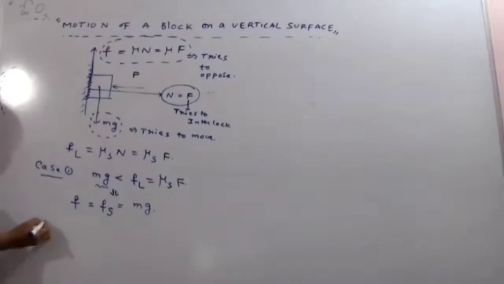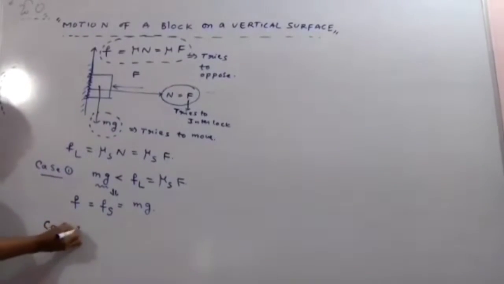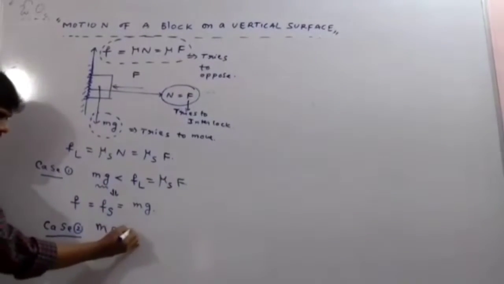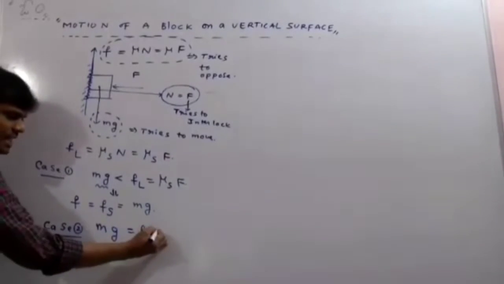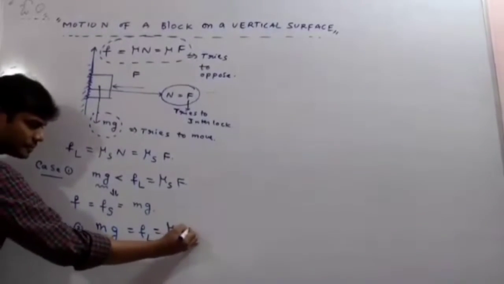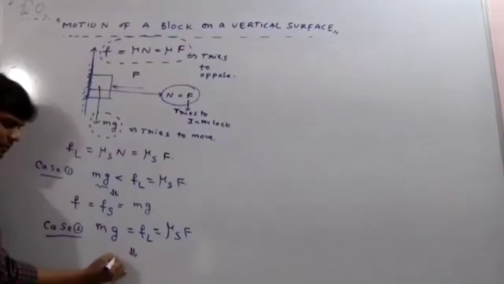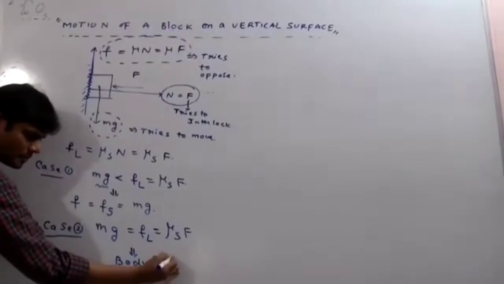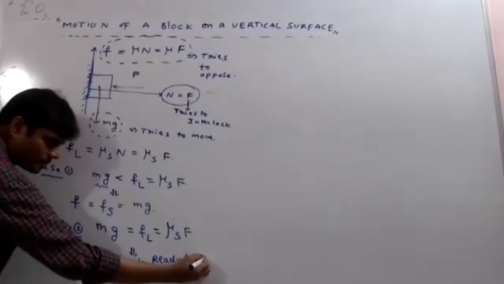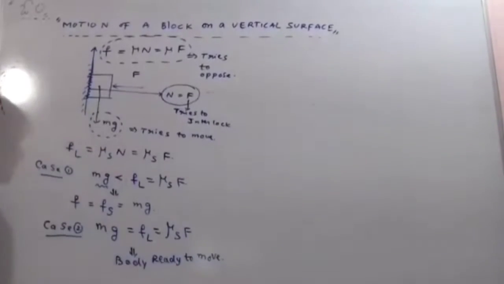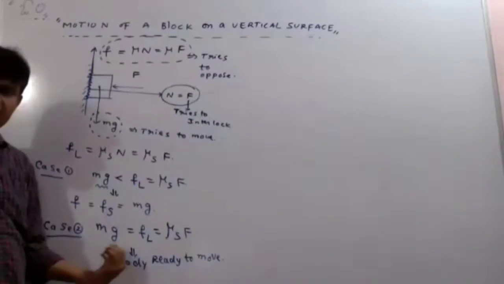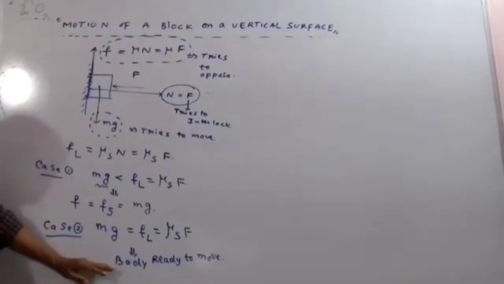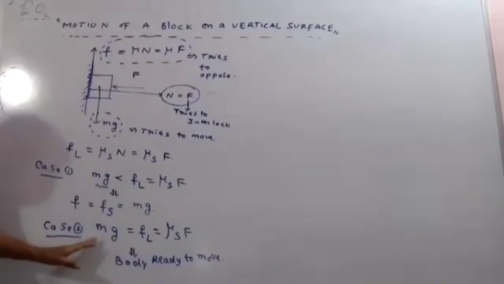This is case 1. Now, case 2. What is case 2? If Mg is equal to Fl, which is equal to mu s N, the body is ready to move. Body ready to move. Can you understand? Mg equal to Fl, that is equal to mu s N. Then the body is ready to move. When the body is ready to move, what is the case?